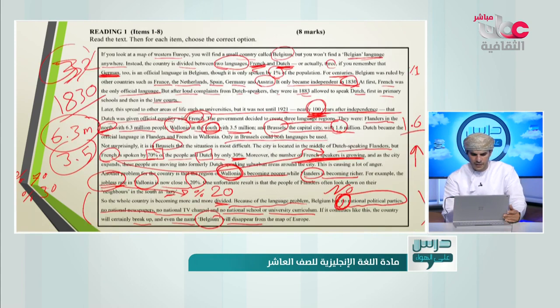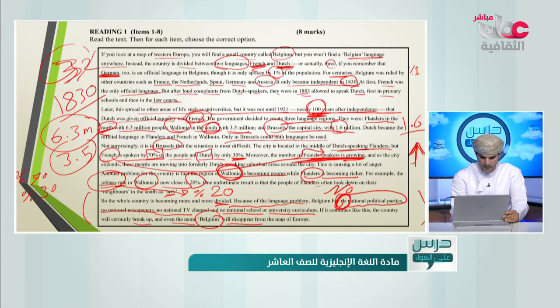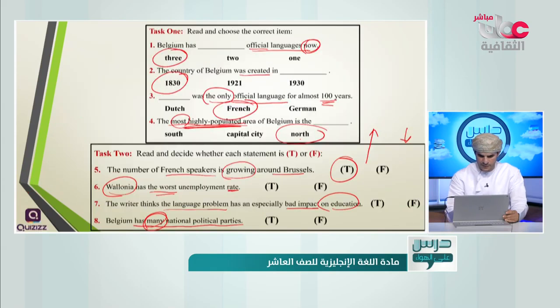Go back here. Look here. Which one is growing? French-speaking, Flanders, Wallonia has become borders. French speakers is growing. So it's correct. Wallonia has the worst unemployment rate. Wallonia, and 20%, Wallonia is now close to 20. So it is correct.